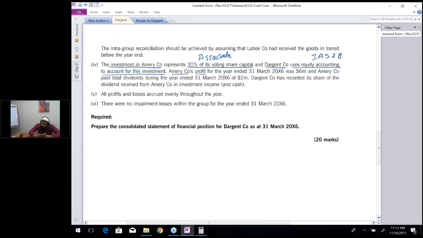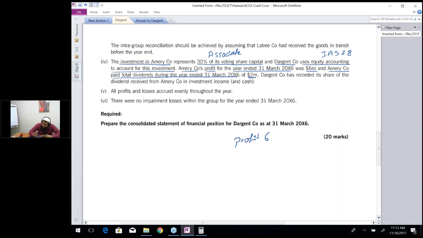Amray company's profit for the year ended 31st March 2026 was 6 million. And Amray company paid total dividends during the year ended 31st March 2026 of $2 million. So the profit was 6 and the dividend is 2. Now the question says that Darjan company has recorded its share of the dividend received from Amray company in investment income and cash. So we have actually recorded the income by 2. So let's discuss what is the right entry for this.